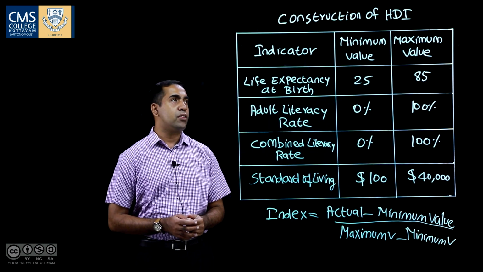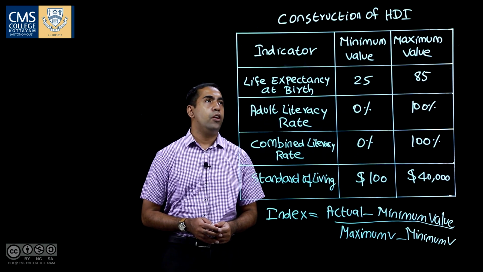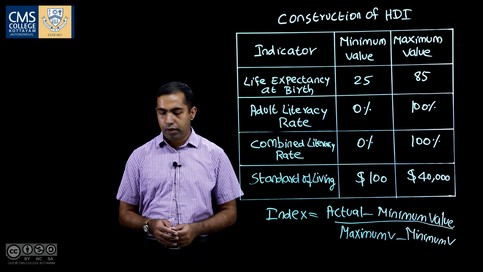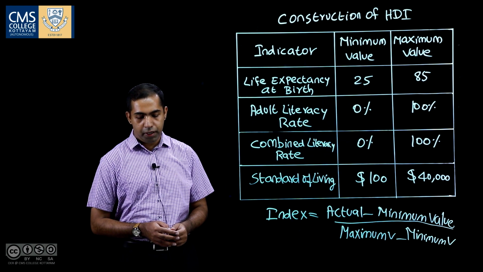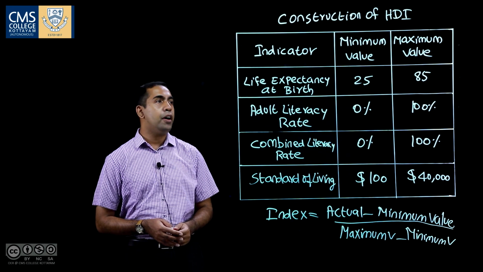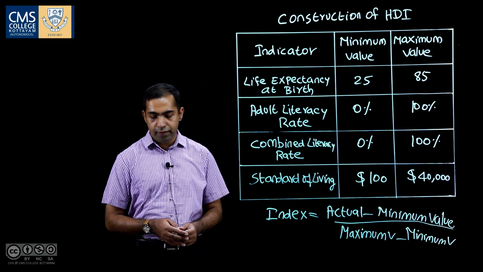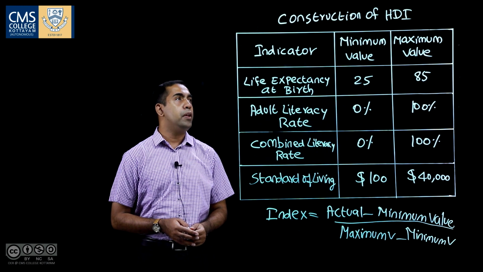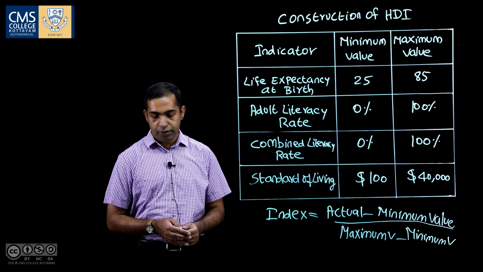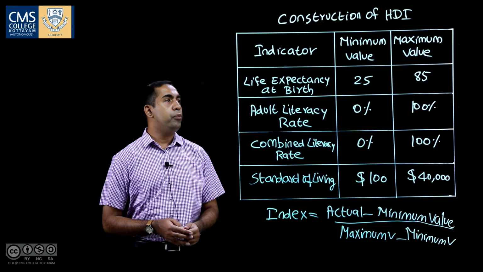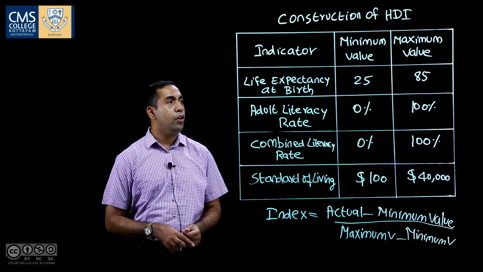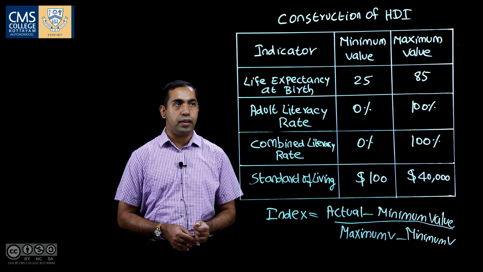Before going to the construction of Human Development Index, we have a look at the classification of countries by Human Development Index. There are very high human development countries. Second is the high human developed countries. Next one is the medium human developed countries, and last one is the low human developed countries.